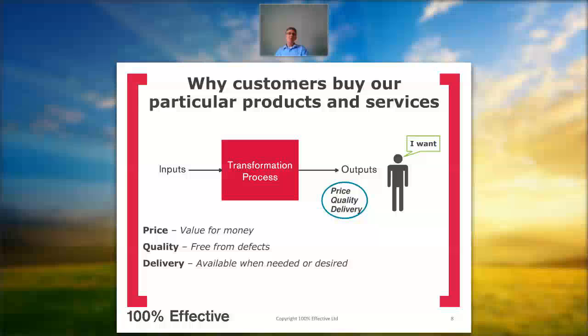We must sell those at a price. These products and services must perform, and they must perform free from defects throughout the life of the product or service. And the product or service must also be available when needed or desired. If we can tick those three boxes, produce outputs that are the right price, quality, and delivery, we have what I would call a saleable output.